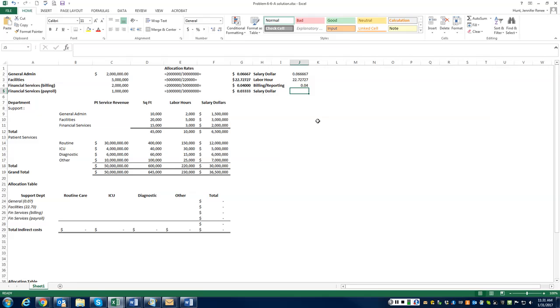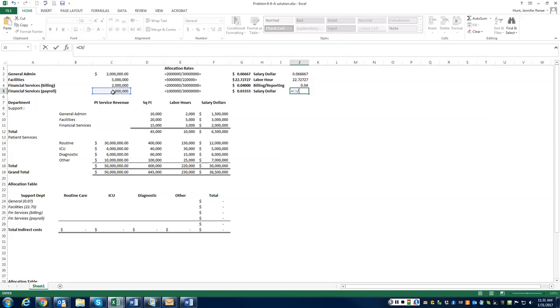It goes on to state that $1 million is related to payroll and personnel management. So again, that's where I got this $1 million. We'll go ahead and stick that in there and divide that by... Now we have to determine what we're going to use as the denominator for this.